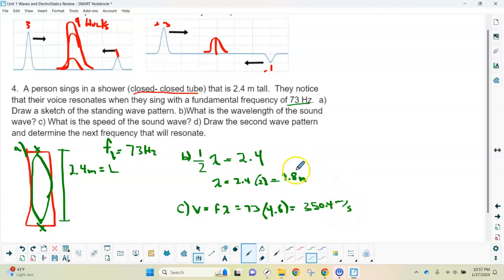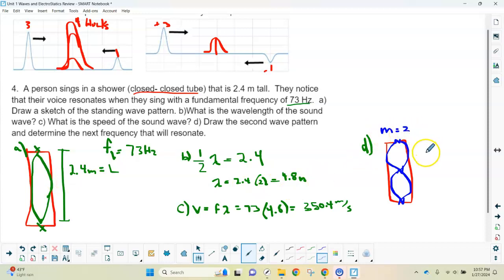In part D, it wants to know, draw the second wave pattern and determine the next frequency that would resonate. So if this is part D. Again, the wave pattern, let me draw the shower again. So if this is the closed tube, you still need a node and a node here. So you're going to need one more node in the middle, so it's going to look like this. And then it would come back. So this is M equal to 1 standing wave, this is M equal to 2.